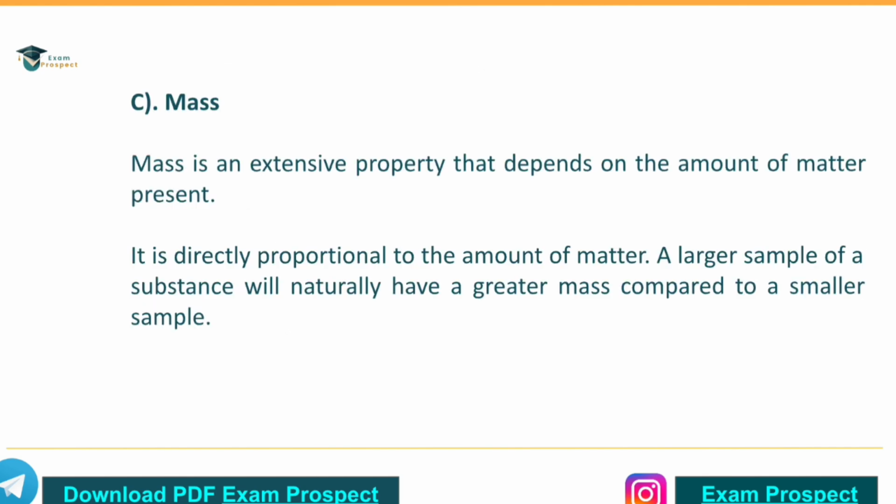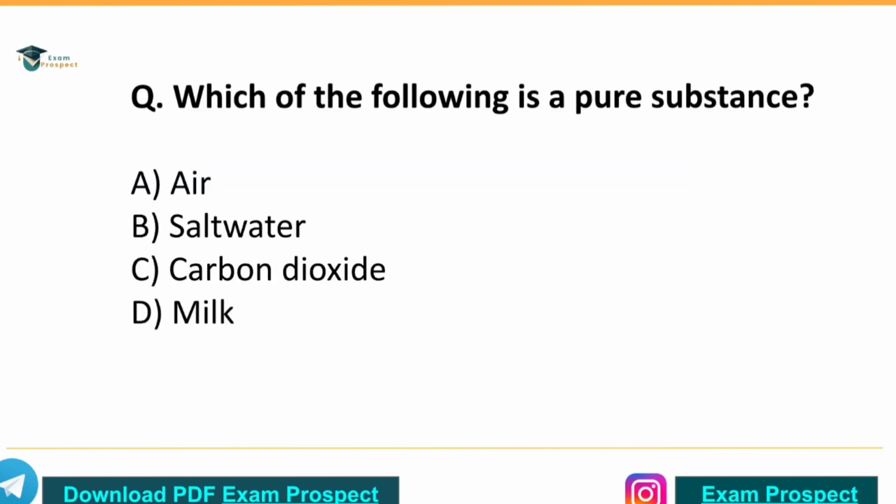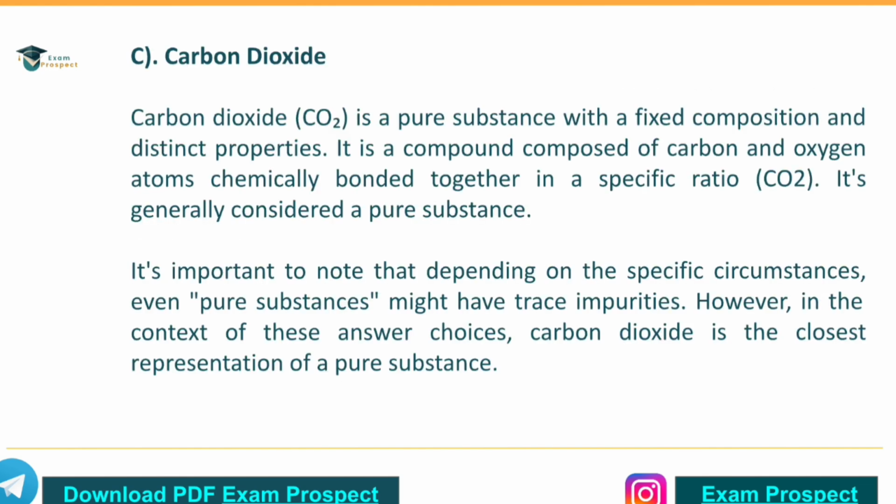Mass is an extensive property that depends on the amount of matter present. It is directly proportional to the amount of matter. A large sample of a substance will naturally have a greater mass compared to a smaller sample. Next question, which of the following is a pure substance? The correct answer is option C, carbon dioxide.